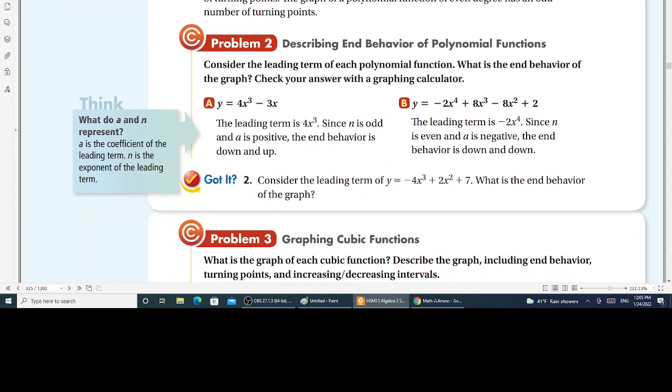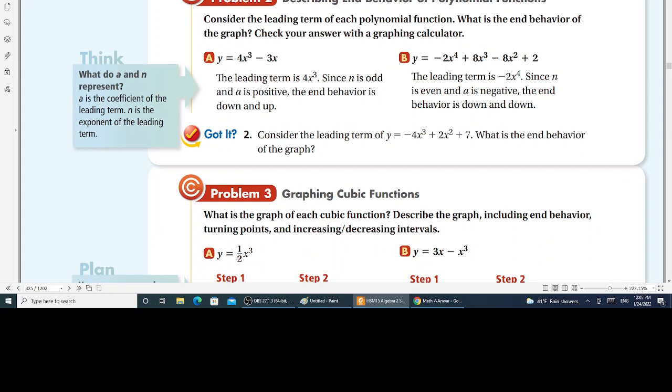Note that we have y equals 4x cubed minus 3x. The degree of this polynomial is 3, so the function is up, down or down, up. This depends on the coefficient of the leading term, x cubed. Since n is odd and a is positive, the behavior is down, up. And here the function is down. Why? Because the leading coefficient is negative, and it opens downwards.